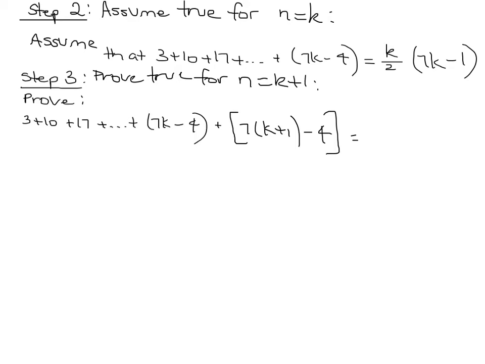We're just subbing in k plus 1 over here instead of k. So what's that going to be if I change my pen? K plus 1 instead of k. So on the top it's going to be k plus 1 over 2, and 7 into k plus 1. So you're just taking out the k and putting in a k plus 1.